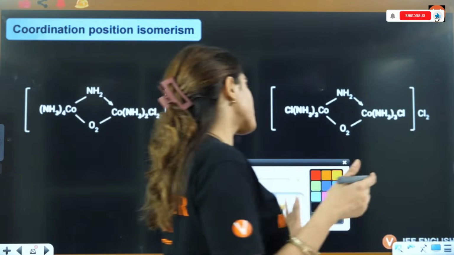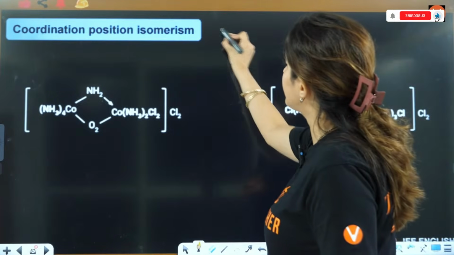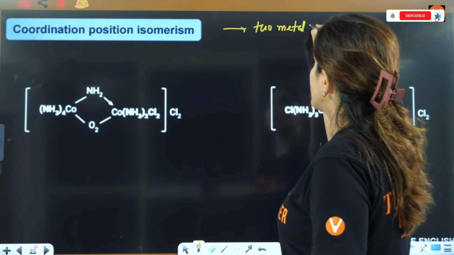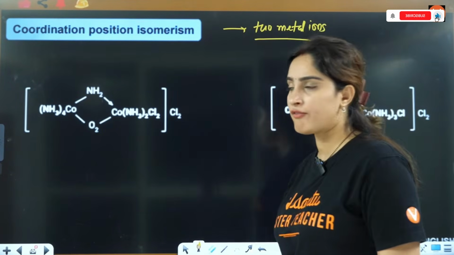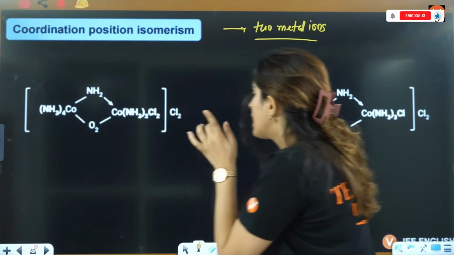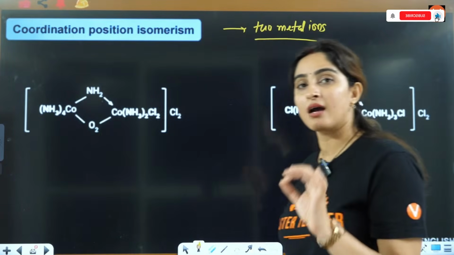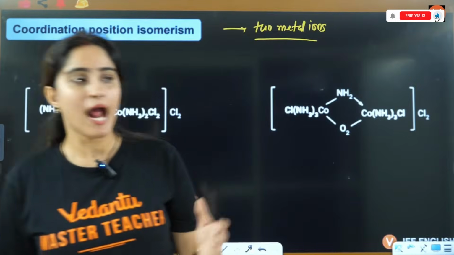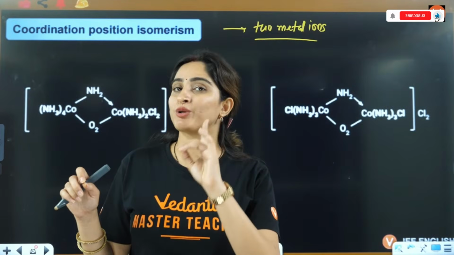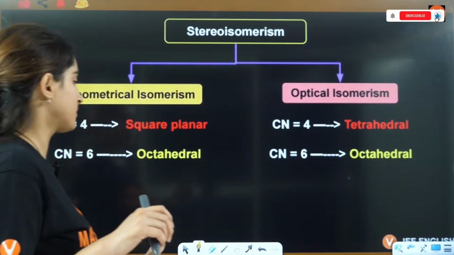Then there is coordination position isomerism. It occurs when you have two metals or more than two metal ions, right? This metal ion has 4 ammonia and here it has 3 ammonia and 2 Cl. But this metal ion has 3 ammonia 1 Cl, 3 ammonia 1 Cl. That means this occurs when you have more than one metal ion, and in both the complexes the distribution of ligands to the metal ion is going to be different, right? That is coordination position isomerism, right?